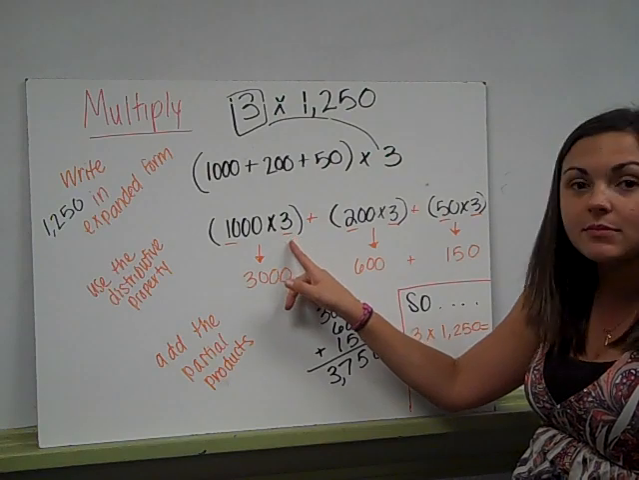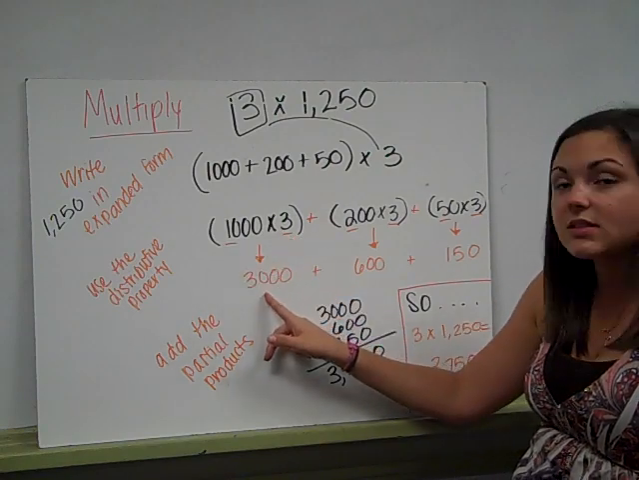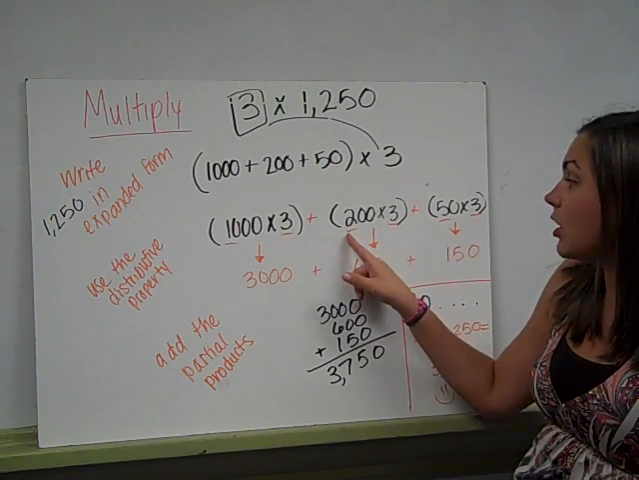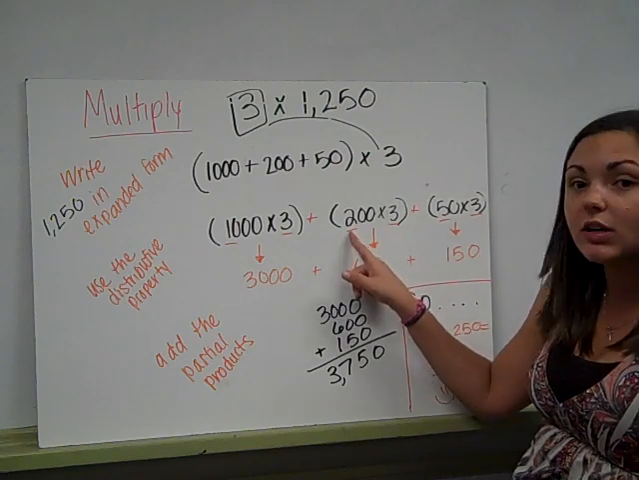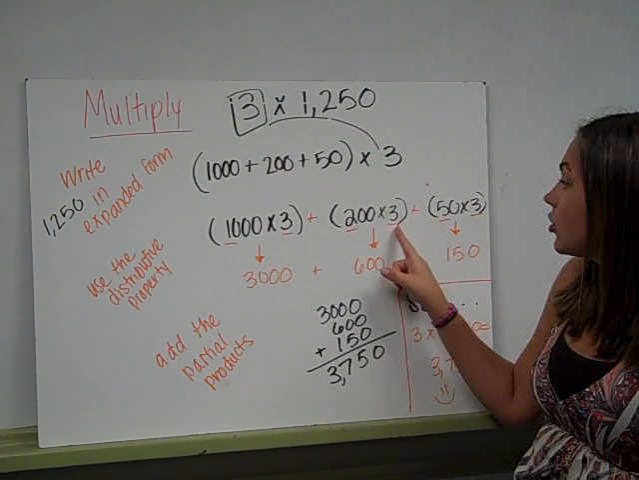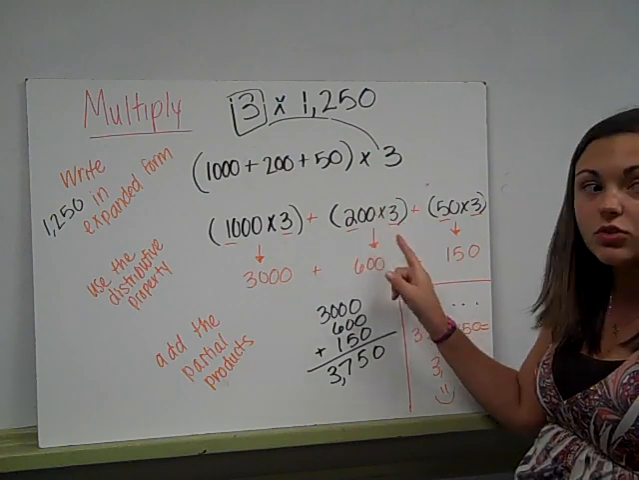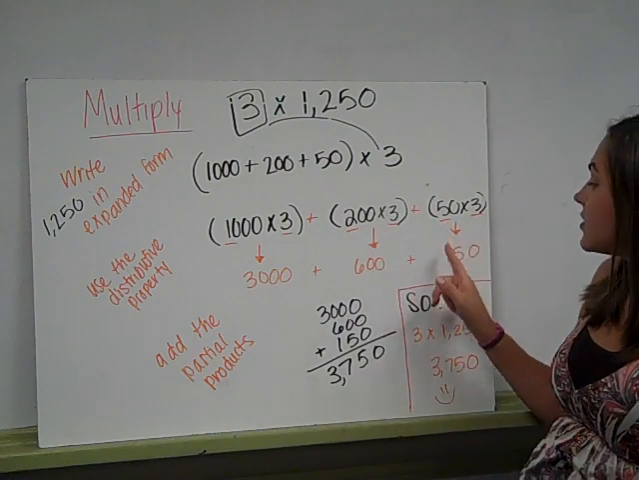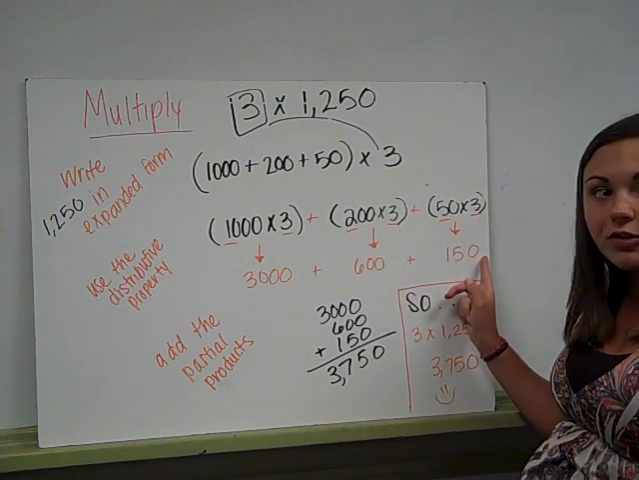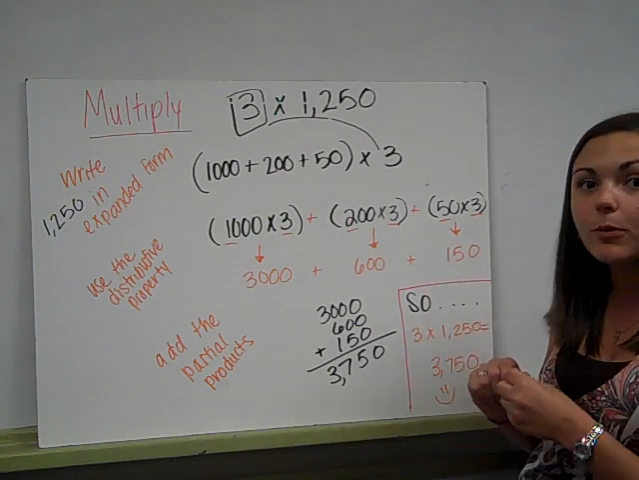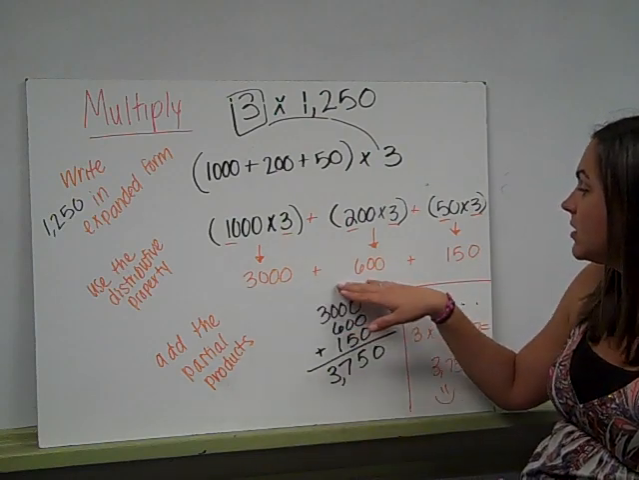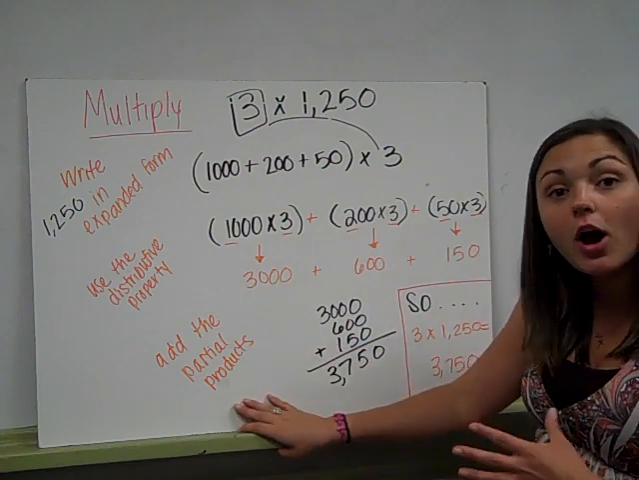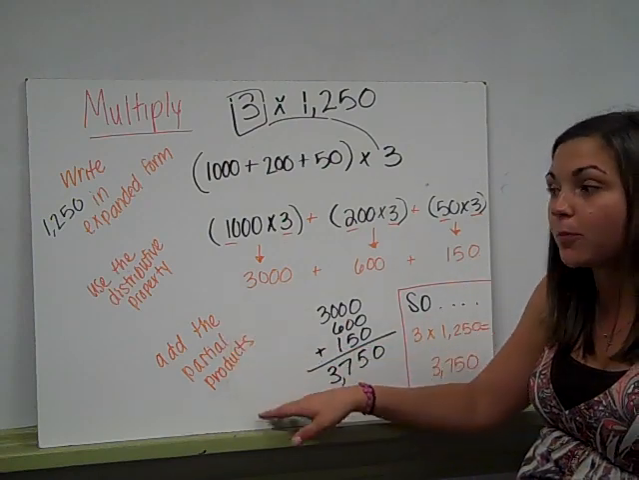So 1,000 times 3. Well, 3 1,000s is 3,000. 3 times 200. 3 times 2 is 6. You're going to bring your 6 down and add your 2 zeros. 3 times 5 is 15, and you're going to bring your 0 over. So now I have 3 separate partial products. 3,000, 600, 150. My last step is to add the partial products together.